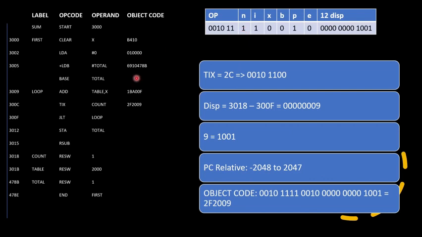Here we have TIX COUNT. Now this is also in third format. We go with 12-bit displacement again, and here we get the opcode of TIX is 2C, which is 00101100. So we take six most significant bits. Here we have it, and then displacement we have 9, and 9 in hexa will get 1001. As to program counter relative, yes, it is in the range of -2048 to +2047, which is why P would become 1. So object code would be 2F2009.